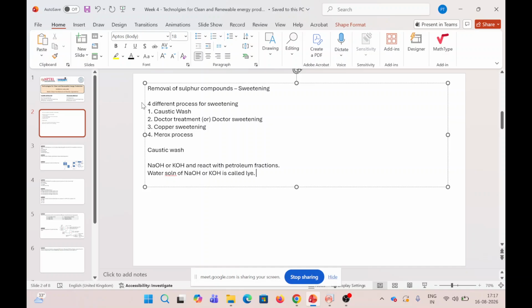So this lye basically reacts with your petroleum fractions to remove the sulfur from the petroleum fraction, and it is basically used for the extraction of sulfur from the petroleum fractions. So this is one type of sweetening process called caustic wash or caustic sweetening as well. Here typically the reaction goes like this. You have the sulfur product, RSH, which is also called a mercaptan, plus sodium hydroxide. I am taking the example of sodium hydroxide. It gives NaSR plus H2O, water. So this NaSR is the product that you obtain from this caustic wash.